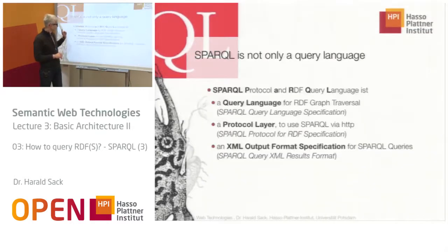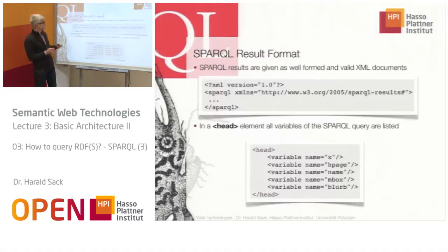So SPARQL, besides the query language, is also a protocol layer where the communication with the SPARQL endpoint is arranged and defined. And on the other hand, SPARQL also defines an output format for the answer of your query against the SPARQL endpoint. First of all, we want to take a look at this result format. For example, if you have a simple SPARQL query, the results that are returned from the SPARQL endpoint will be in the form of valid XML documents.